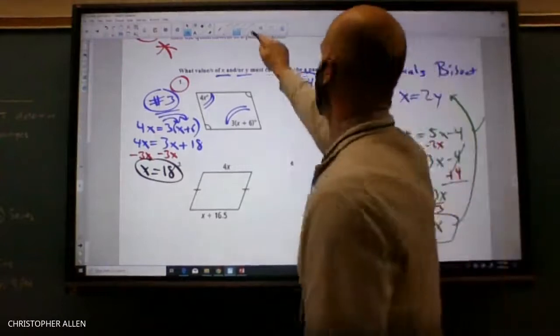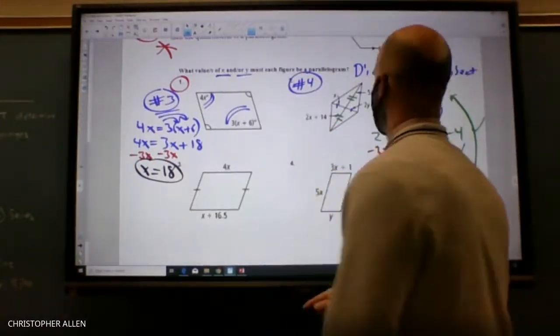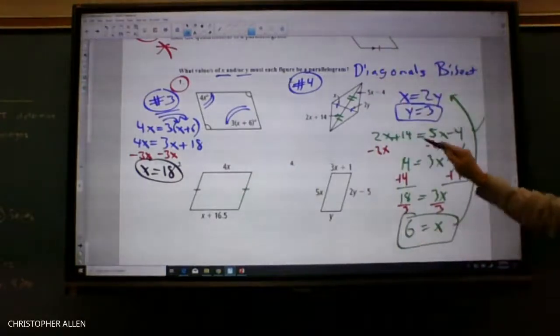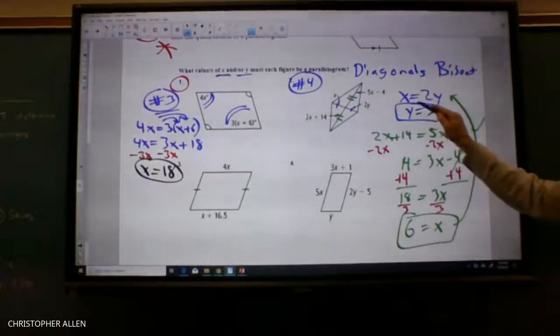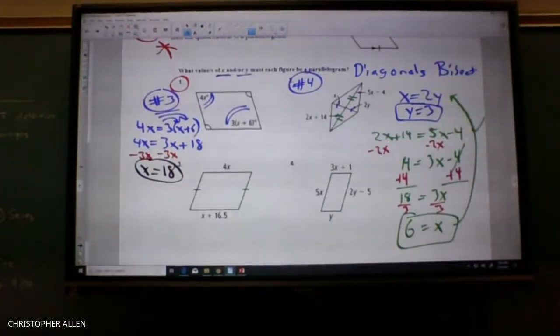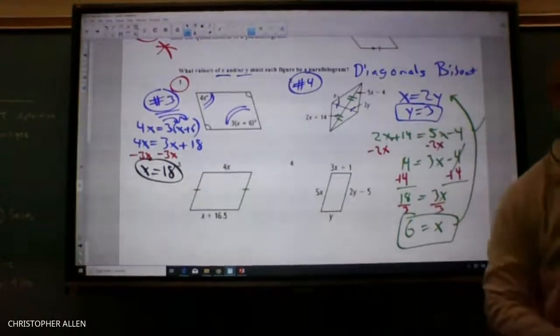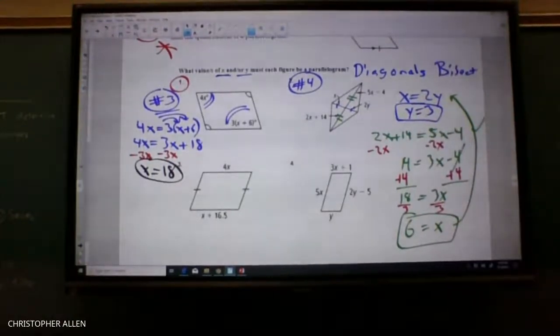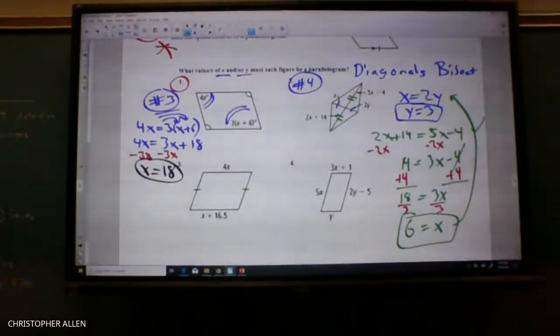Let me do it in blue. y, therefore, has to be 3. Now, think about it. If I put 6 in here for x, I have to divide it by 2, which makes it 3. So y has to be 3. So you can see this problem was a little bit more involved. We used property number 4 to get it going. Okay.